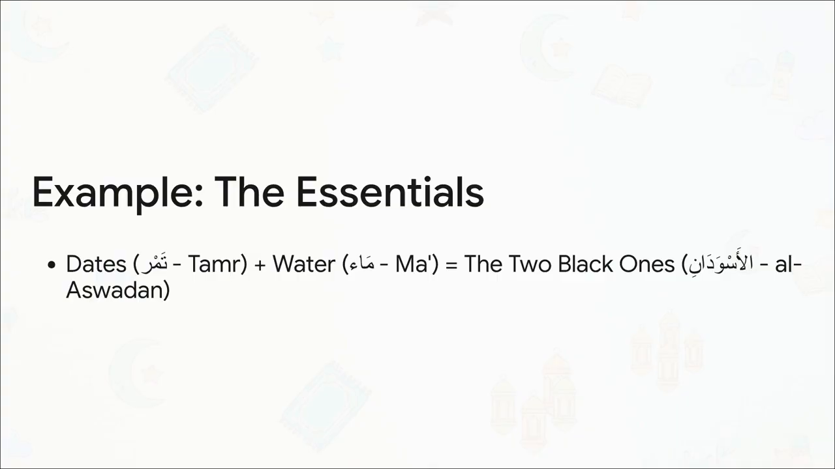Now this one is like a trip in a time machine. A long time ago, out in the desert, dates and water were two of the most important things you could have. So to talk about them together, people gave them a special nickname, al-Aswadan, which means the two black ones. Why? Probably because dates are so dark in color. It was their secret word for the two things they needed most to survive.